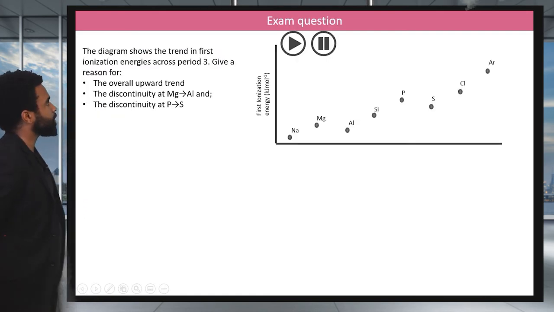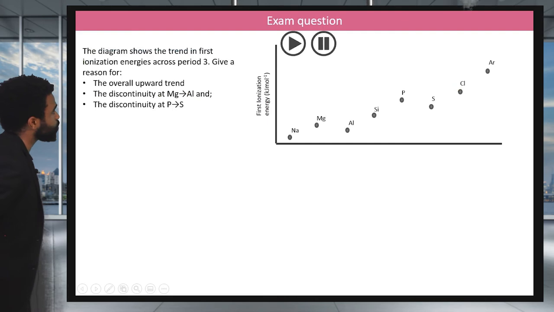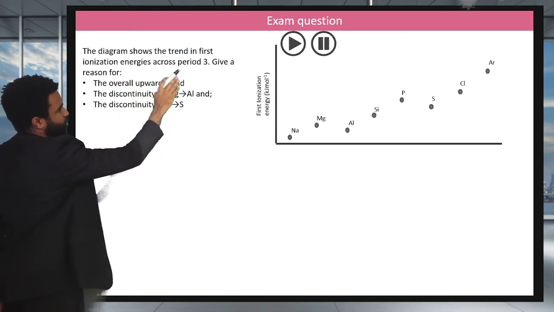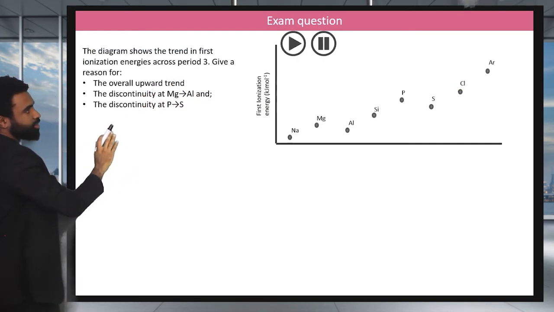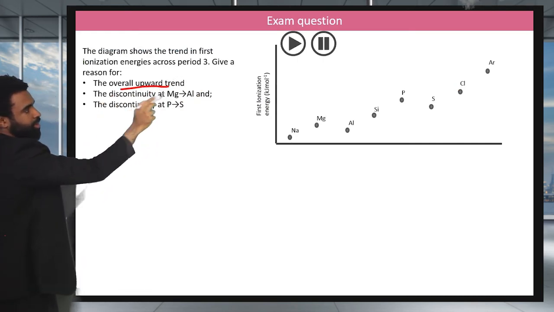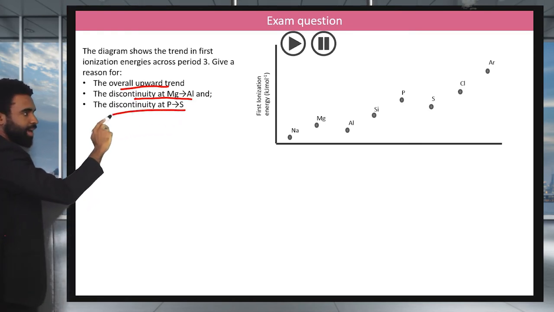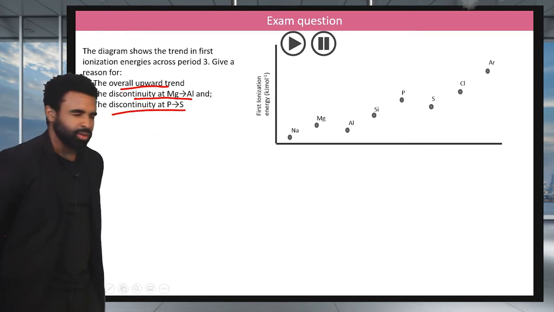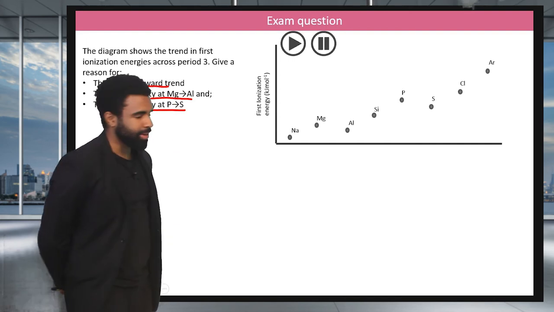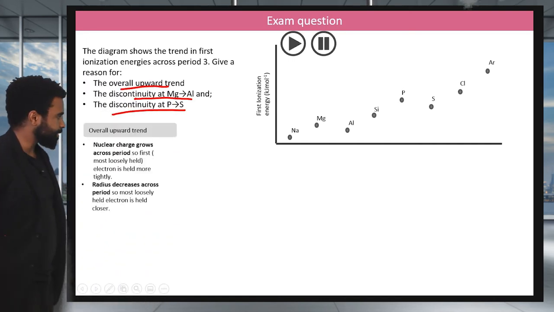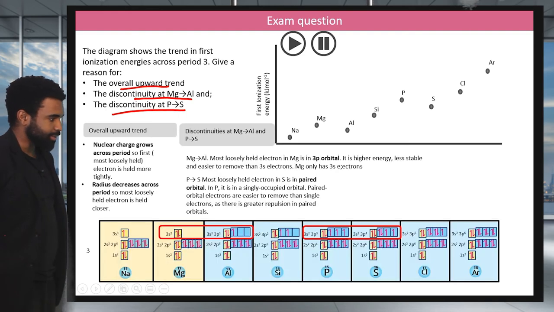So here's a question on the period trend. This would be a paper two question. It says, the diagram shows the trend in first ionization energies across period three. Give a reason for the overall upward trend, the discontinuity at magnesium to aluminum, and the discontinuity at phosphorus to sulfur. So pause the video, think how you would answer this. This is basically just everything we've been explaining, right? Here's how I would answer it.